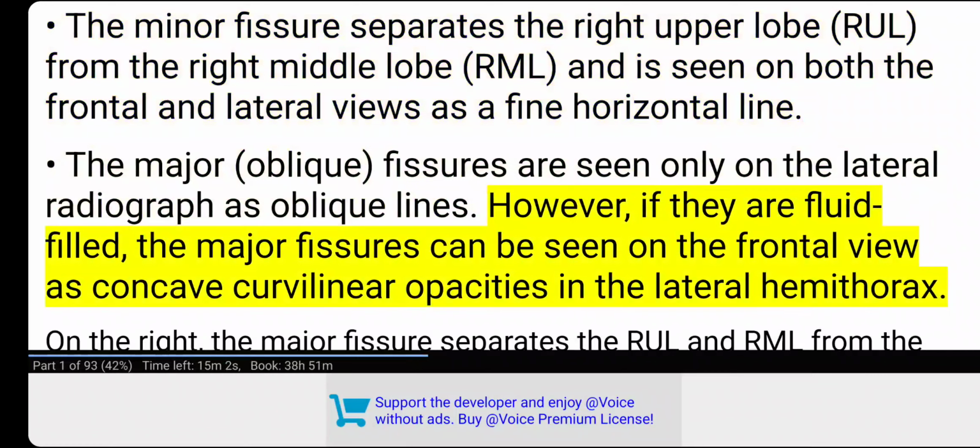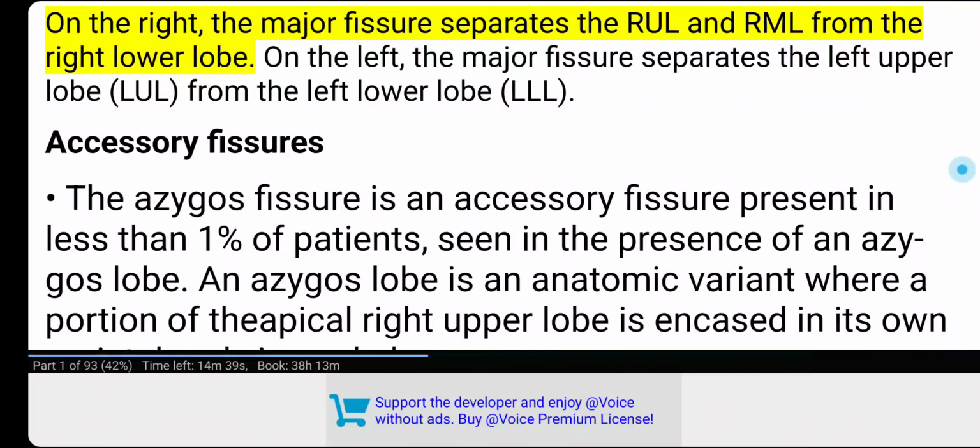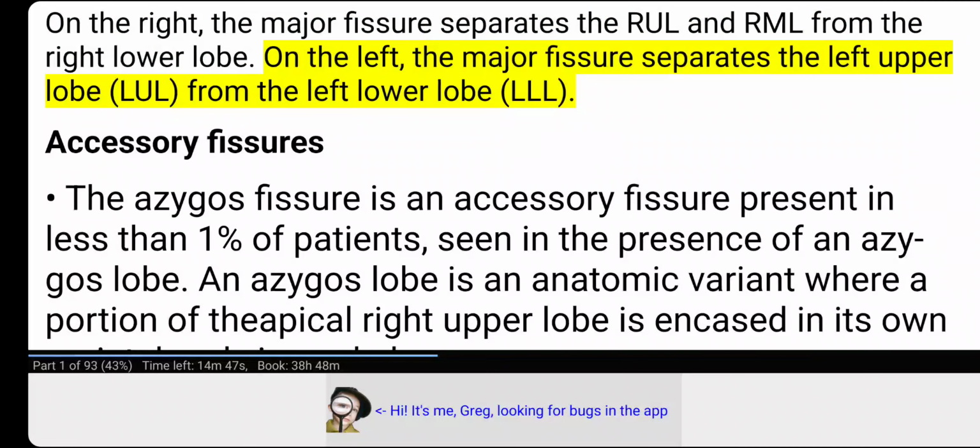However, if they are fluid-filled, the major fissures can be seen on the frontal view as concave curvilinear opacities in the lateral hemithorax. On the right, the major fissure separates the RUL and RML from the right lower lobe. On the left, the major fissure separates the left upper lobe (LUL) from the left lower lobe (LLL).